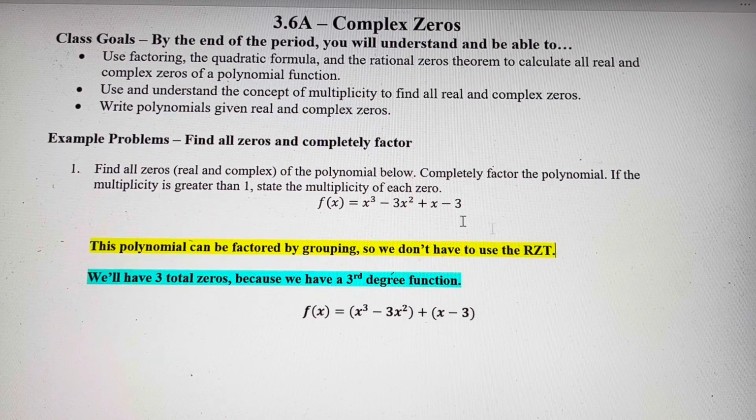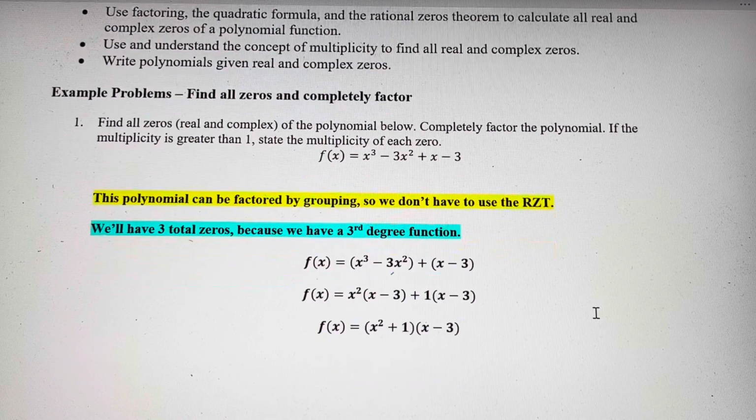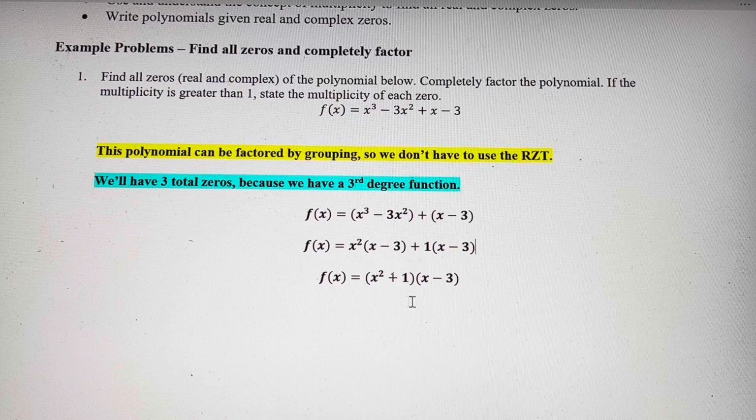All right, so I'm going to group the first 2 terms and the last 2 terms together, okay? I'm going to take out a greatest common factor of x squared from this binomial, which leaves me with x minus 3, okay? Remember, when we factor by grouping, we want that binomial to match up, and that happens here. So the factorization here for now is going to be x squared plus 1 times x minus 3, okay? So what I want to do is use the zero product property to find the real and complex zeros based on these 2 factors, all right?